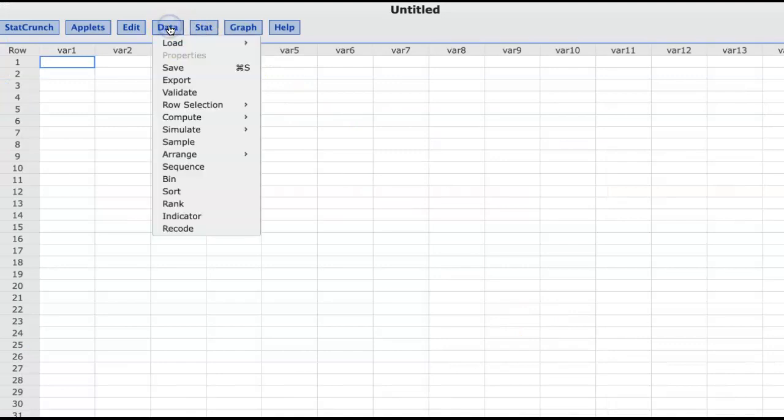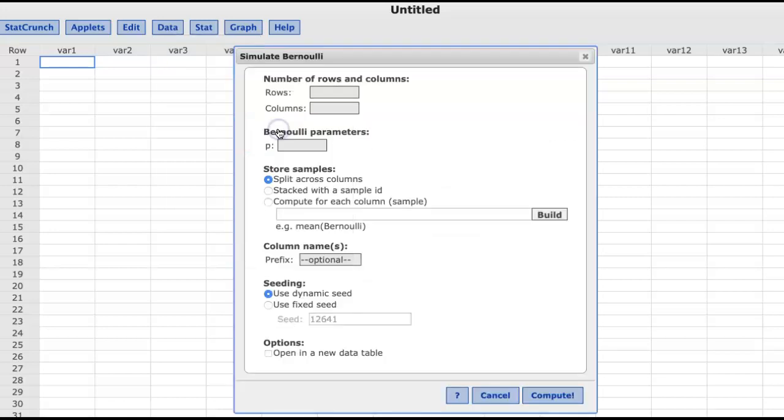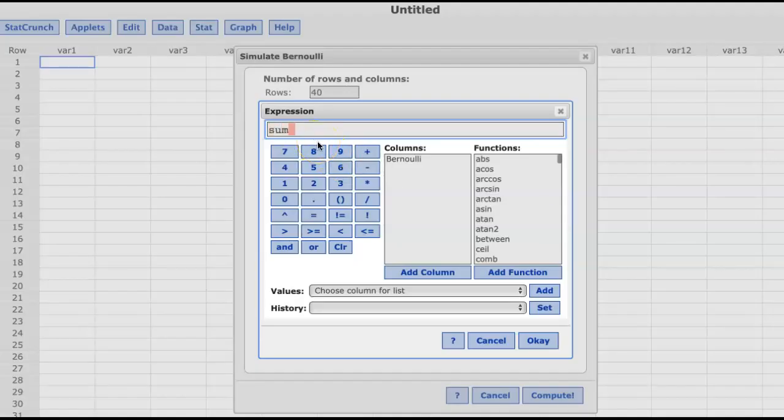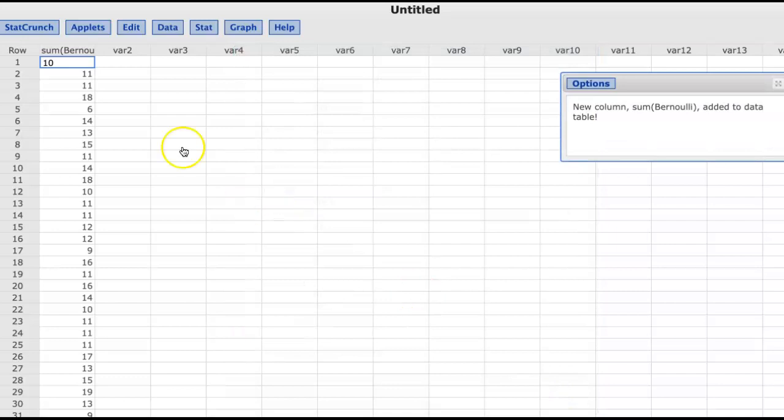I go to Data, then Simulate, and Bernoulli. This Bernoulli is like the flipping coins idea. I'm saying we're going to play rock, paper, scissors 40 times, and I'm going to simulate this game 100 times. Probability of scissors is 30%. Then I want to count the number of times scissors was selected, so I choose sum for my result, click okay, and then I hit compute and I get all my outcomes here.